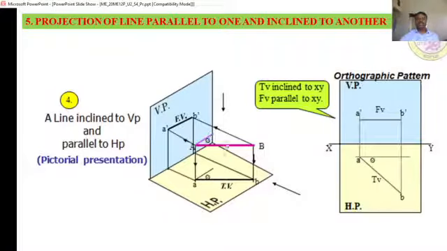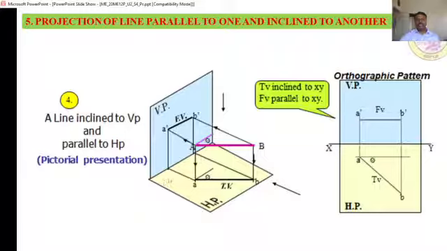Similarly, in the front view, if you look from this end, it will be foreshortened. So this will not be in true length, but this front view will be less than the true length line. It will be foreshortened by a certain distance depending on the angle at which it is tilted.